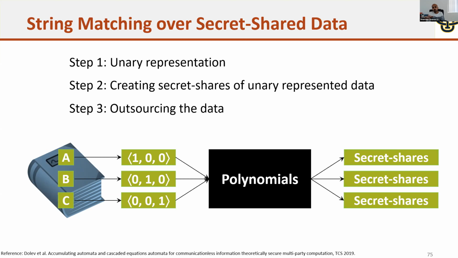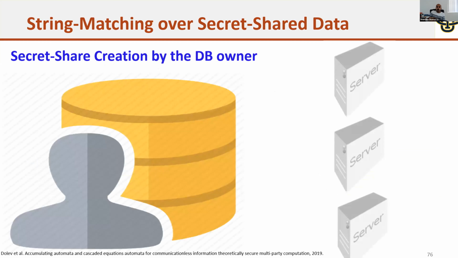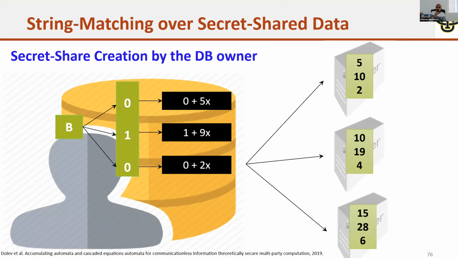So all the polynomials of the same degree, you will get the secrets here, and that's it. You will outsource the thing. So now, how will you outsource the data and how will you search using the string matching technique? This is the database owner and there are three servers. Let's say the database owner wants to outsource the value B.